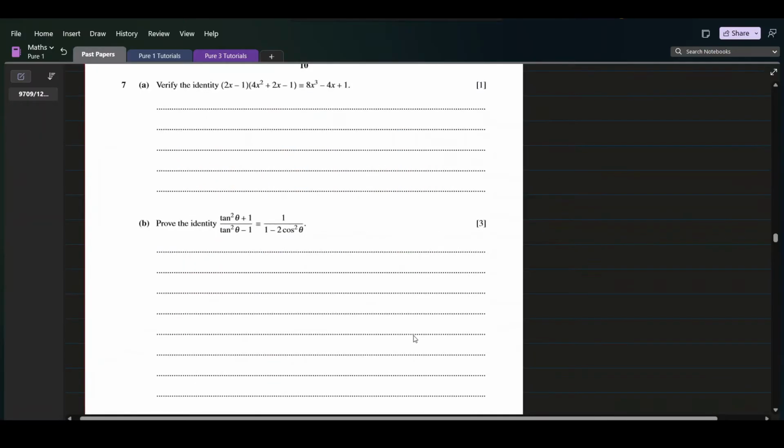Number 7, part A. Verify the identity: 2x minus 1 times 4x squared plus 2x minus 1 is identical to 8x cubed minus 4x plus 1.